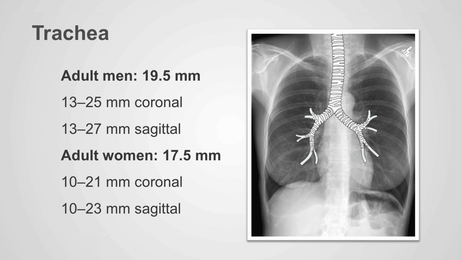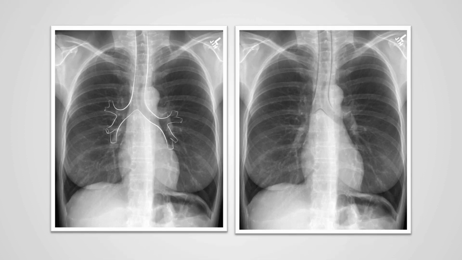The average transverse diameter of the trachea in adult women measures 17.5 millimeters, with a range of 10 to 21 millimeters in the coronal and 10 to 23 millimeters in the sagittal plane. Because the trachea has a cylindrical shape, contains air, and is surrounded by the soft tissues of the mediastinum, it will appear as a vertical black rectangle on the PA X-ray.